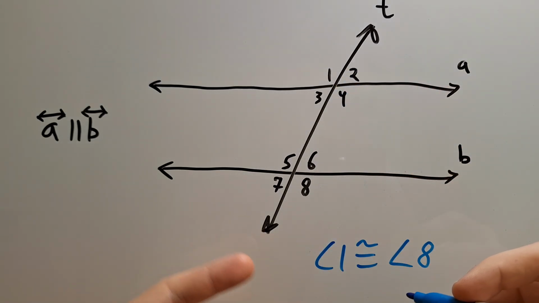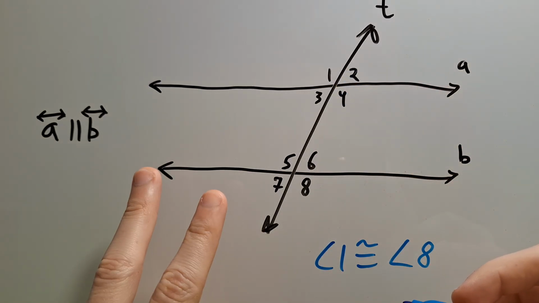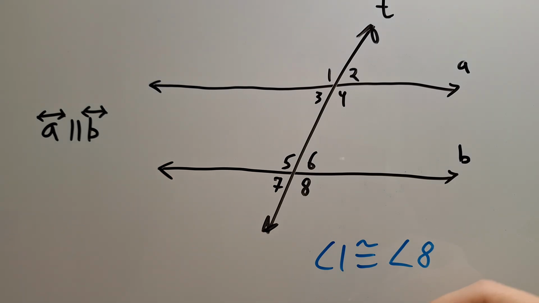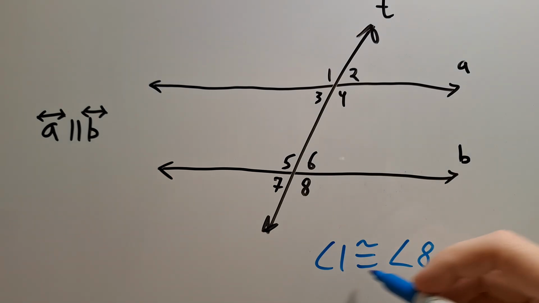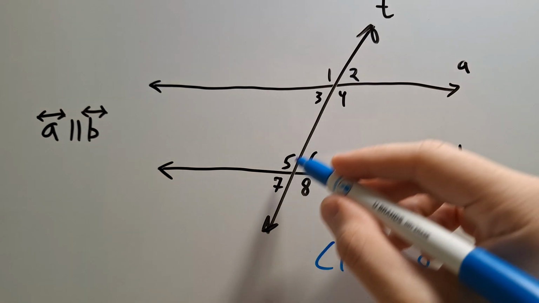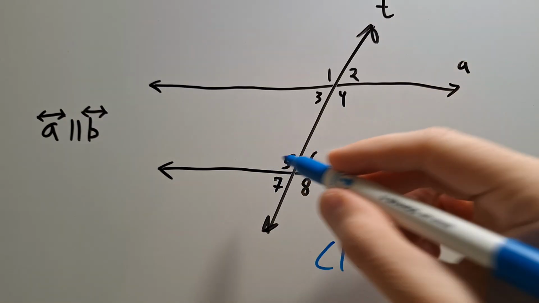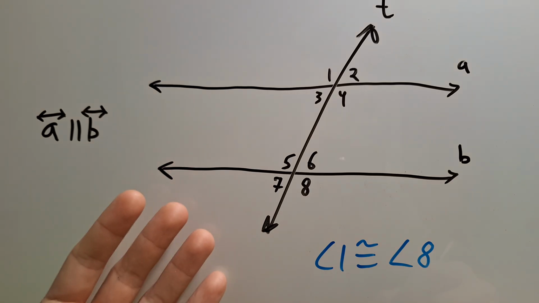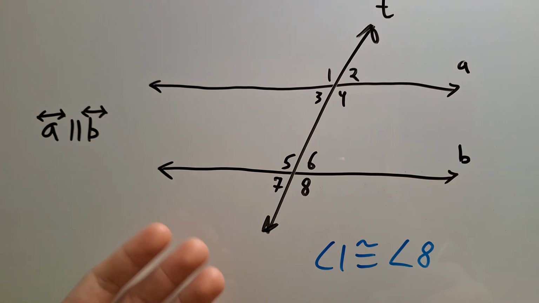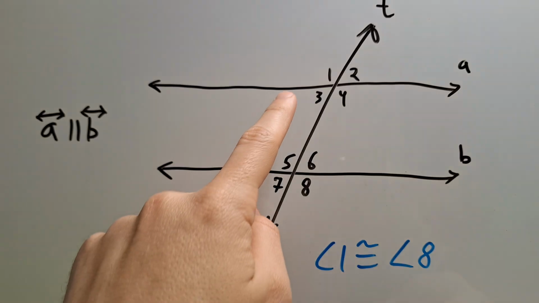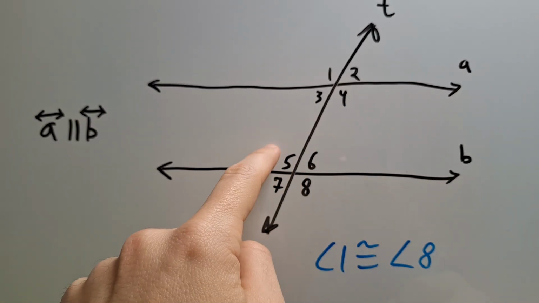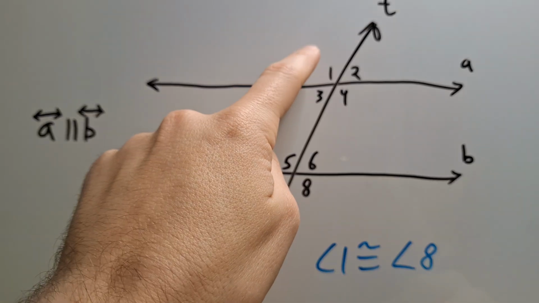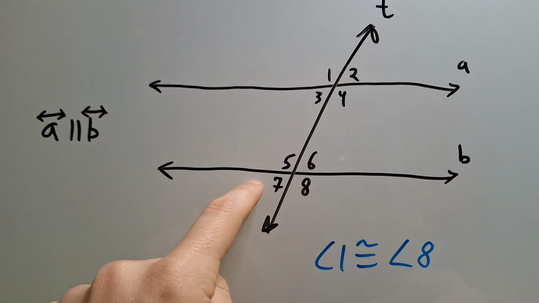And just like the alternate interior angles, there are only 2 sets of alternate exterior angles. Angles 1 and 8, and then angles 2 and 7. Those are your alternate exterior angles. So we had 4 sets of corresponding angles, or same side corresponding, 2 sets of alternate interior angles, and 2 sets of alternate exterior angles.